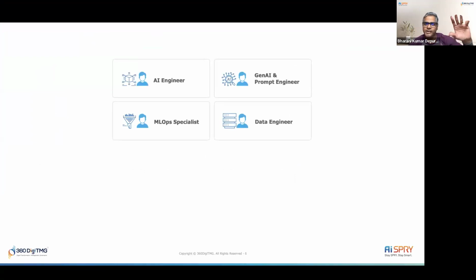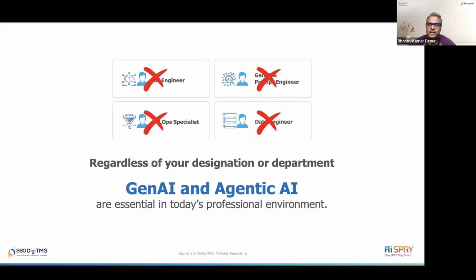Okay, next. Whether you want to apply for AI engineer roles or MLOps or data engineer or whatever, Gen AI and agentic AI is mandatory. You need to know those skills. There is no second thought.